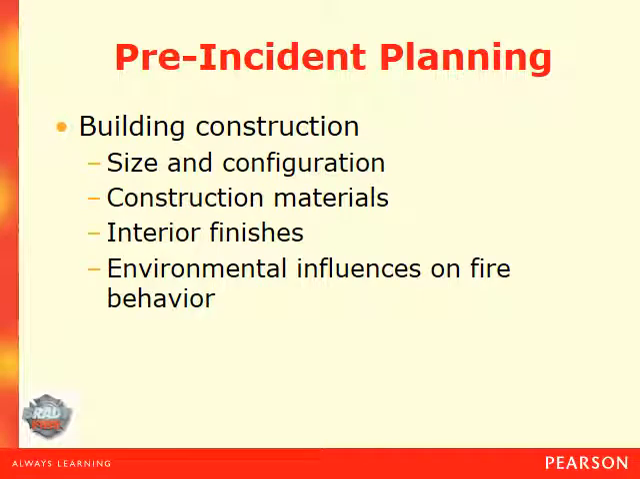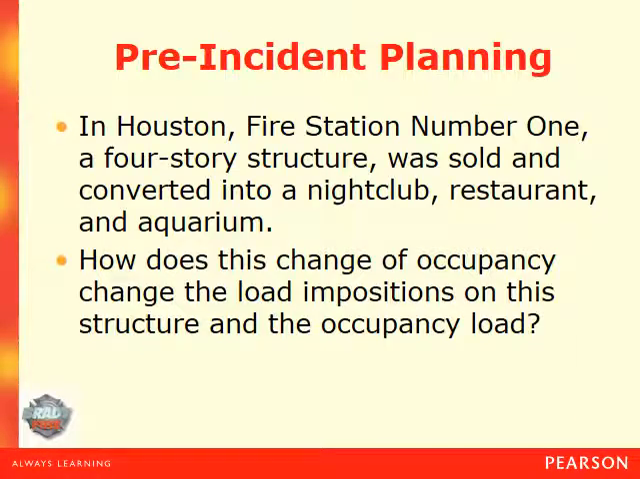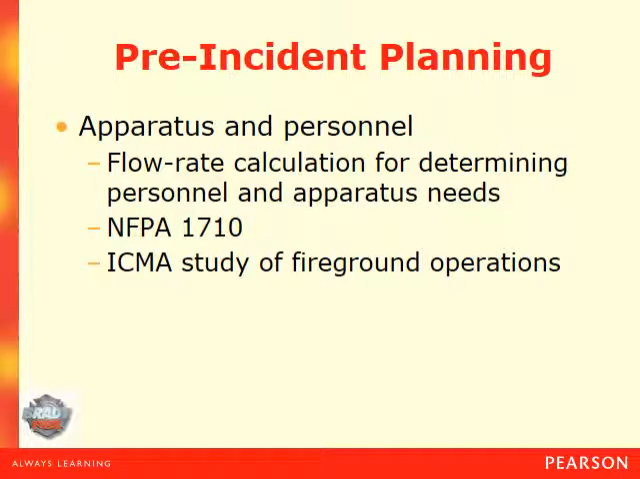So with building construction, you're looking at the size and configuration of the building, what material was used, what kind of interior finishes they have in terms of fire load, and other environmental influences on the fire behavior. Under occupancy, what is the building used for? Apparatus and personnel: you're going to dictate this by using the flow rate calculation for determining the personnel and apparatus needed according to NFPA 1710.